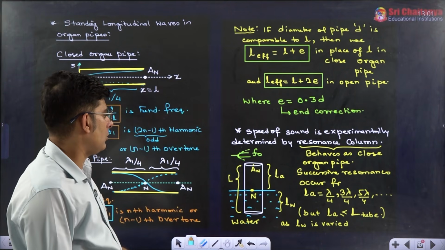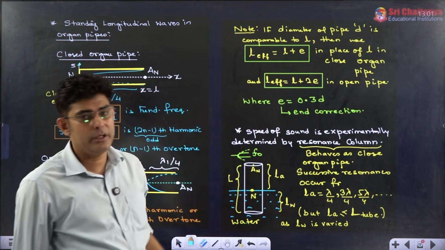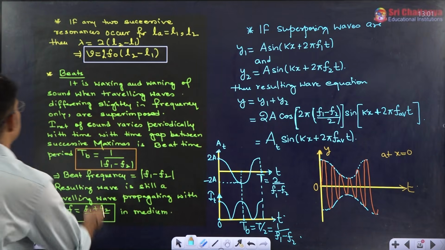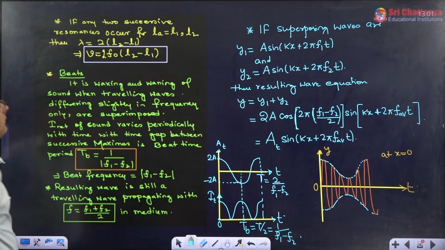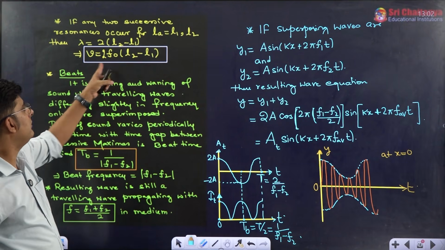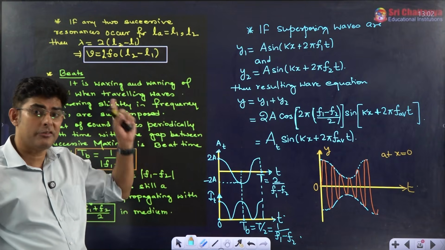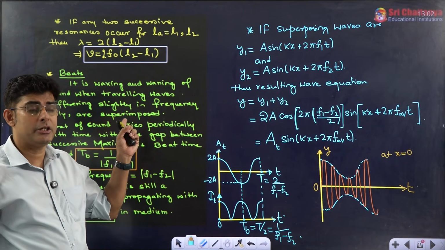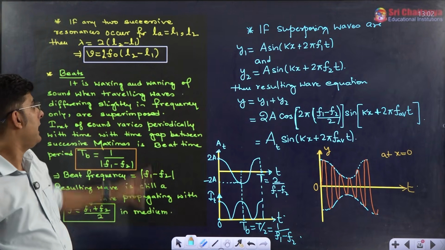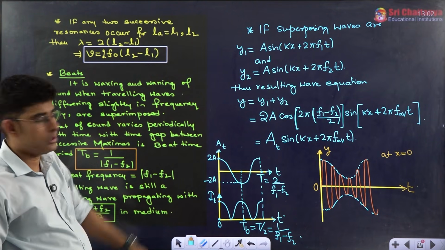Now in this case also, suppose I have two successive resonances at LA equals L1 and LA equals L2. Just like the sonometer, here also we get the same result. If successive resonances occur for L1 and L2, then lambda is calculated as 2 times L2 minus L1. So V will become 2F0 (L2 minus L1). Same formula, experimental determination of speed of sound or of a transverse wave: 2F0 (L2 minus L1). L1 and L2 are the successive resonance lengths and F0 is the frequency of the tuning fork.